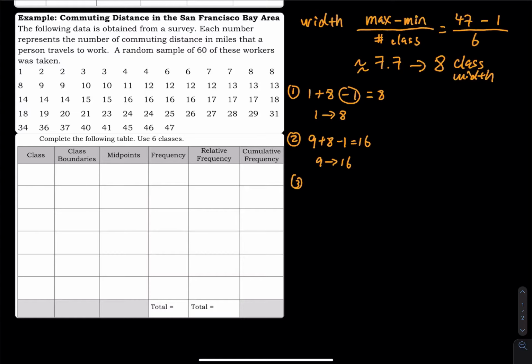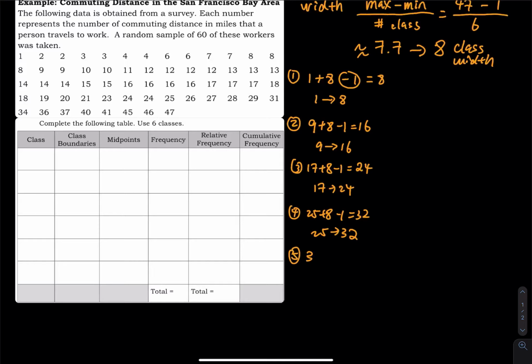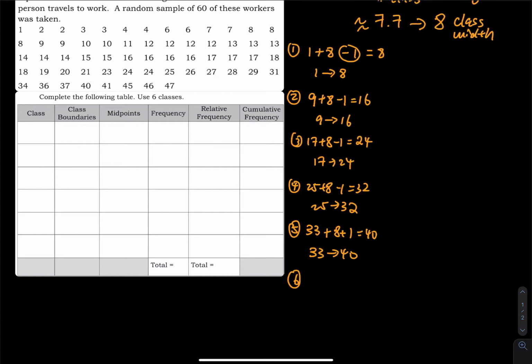And then the third class, we start at 17, and 17 plus 8 minus 1 is equal to 24. So we have 17 to 24. The fourth class, we start at 25, plus 8 minus 1 equals 32. So this is 25 to 32. Number 5, we start at 33, no overlap, we don't start at 32, plus 8 minus 1 equals 40. So the next class is 33 to 40. And then the last class, number 6, we start at 41, plus 8 minus 1 equals 48. So the last class is 41 to 48.